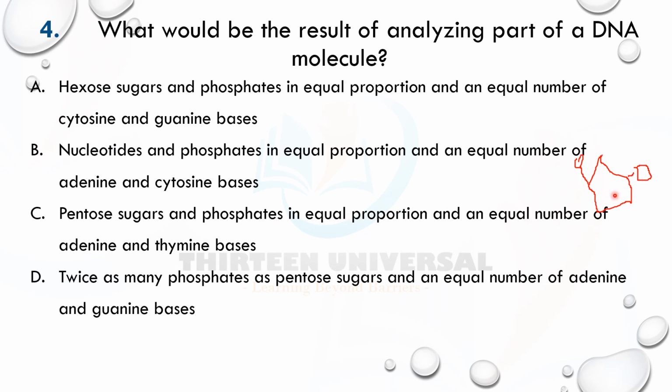Okay, C says pentose sugar and phosphate in equal proportion. This is pentose sugar. So in every nucleotide, I have one pentose sugar and one phosphate. That's correct. And then the next part says an equal number of adenine and thymine. Yeah, adenine base pairs with thymine. So if I have 10 adenine, I'm going to have 10 thymine. So this C looks correct.